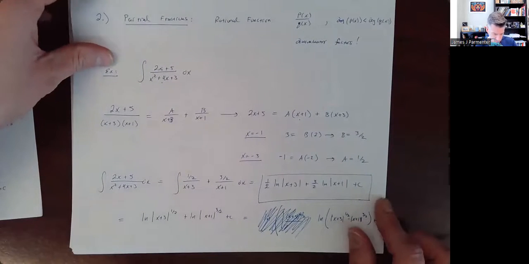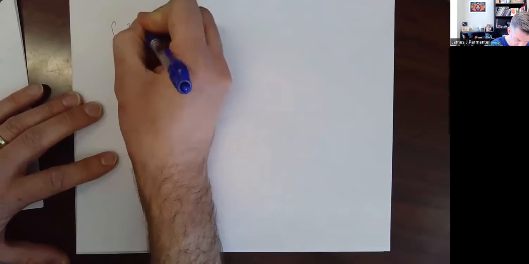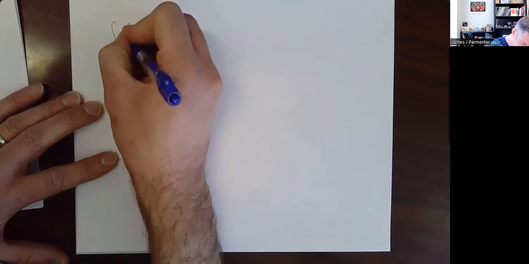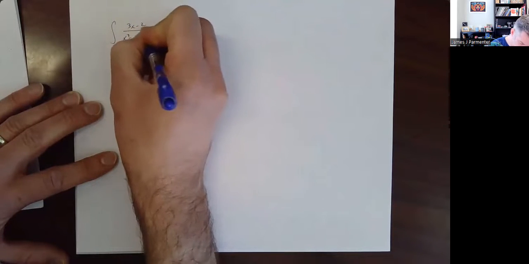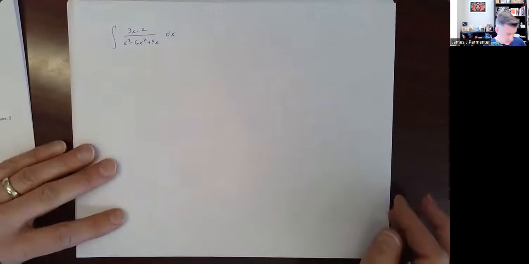Let's look at one more example. I don't want to get too deep into the partial fraction rule because there's lots of things that happen. Well, let's look at one more example that shows a couple of different things. So let's do the integral of 3x minus 2 over x cubed minus 6x squared plus 9x dx. Again, we do not do a u substitution.